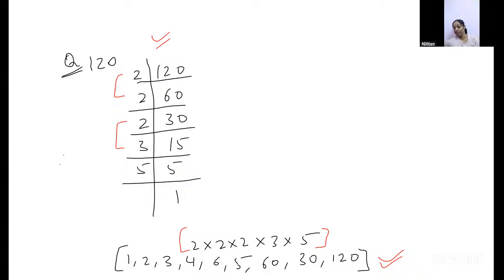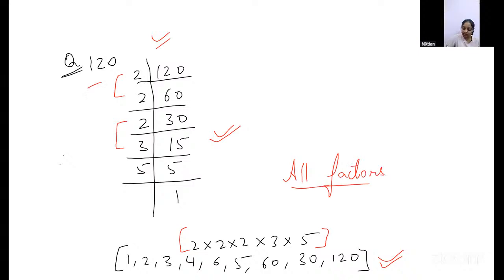Now Anna, you understood that when we are to find prime factorization, we just have to do this and then write it down: 2 into 2 into 2 into 3 into 5. But when we have to find out all factors, that time we have to multiply these numbers.